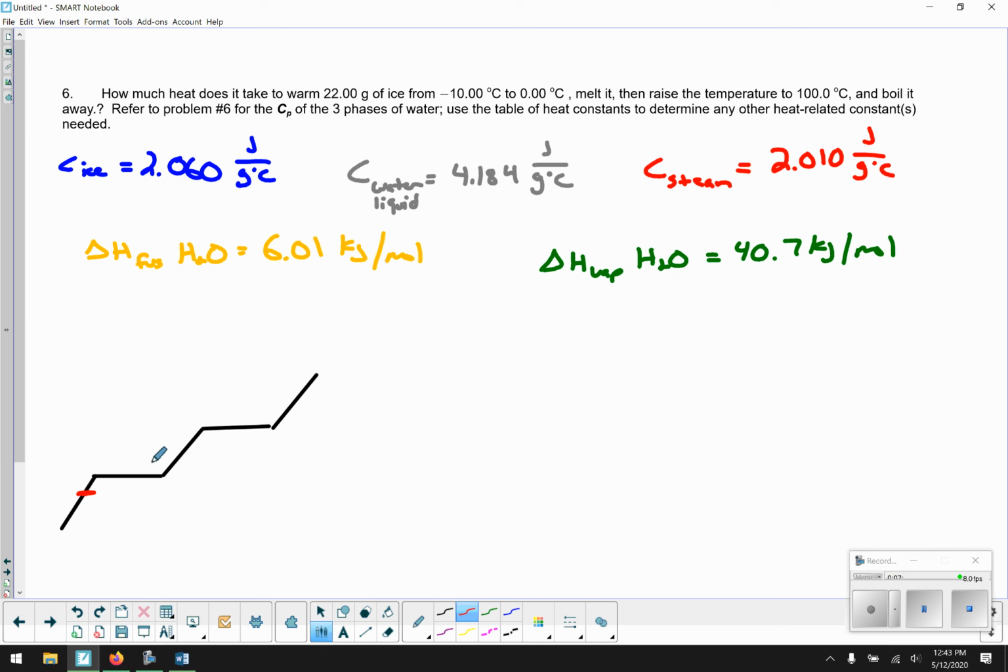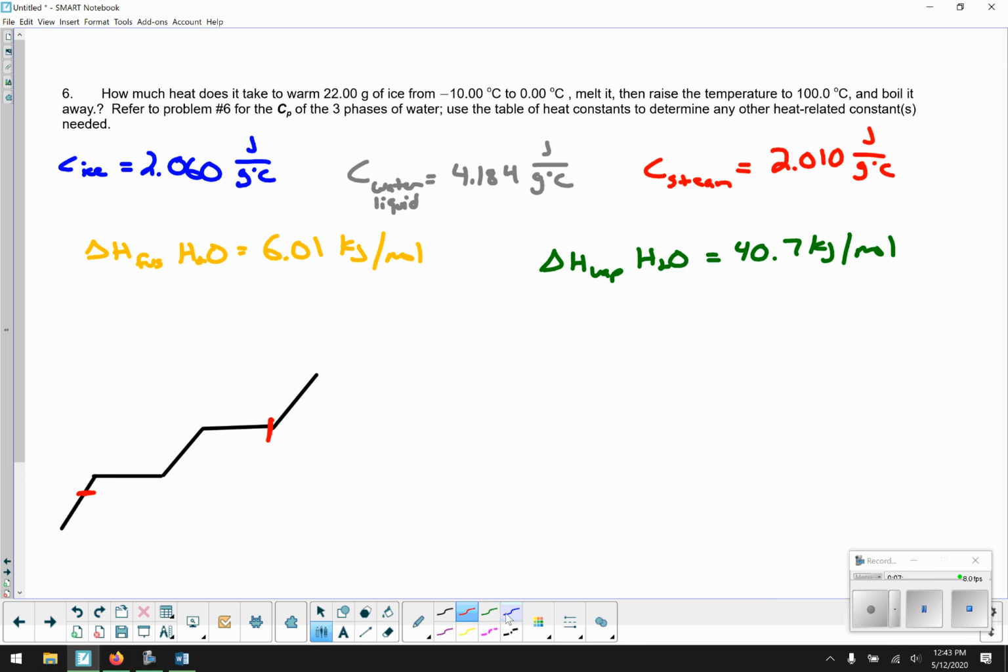So starting there, we want to raise this to 100 degrees Celsius, which means you're going to have to melt it, raise it all the way up to here, which is going to be 100 degrees Celsius. That's the boiling point. And then boil it all away. So we want to end up with gas at 100 degrees Celsius. We're not raising the temperature of the gas after that.